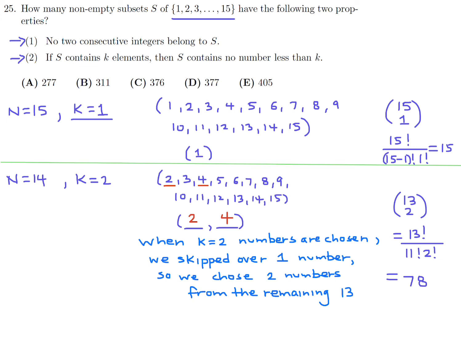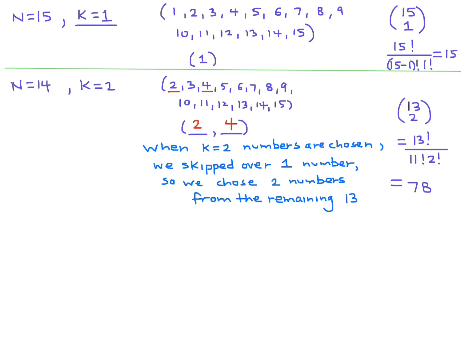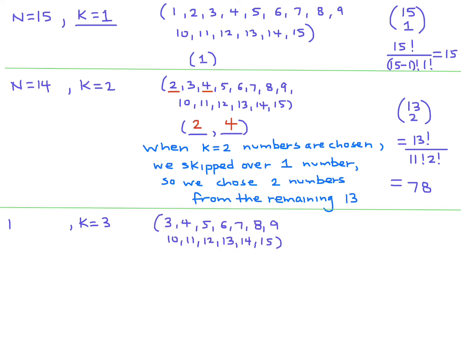So hopefully you're getting the hang of this. Let's keep going here. So now let k equal 3. If k equals 3, remember we can't have any number less than k, so we can't have a 1 or a 2, but we can have everything from 3 to 15. So let's write n in here. How many numbers are there that I can choose from this time? It looks like 13.